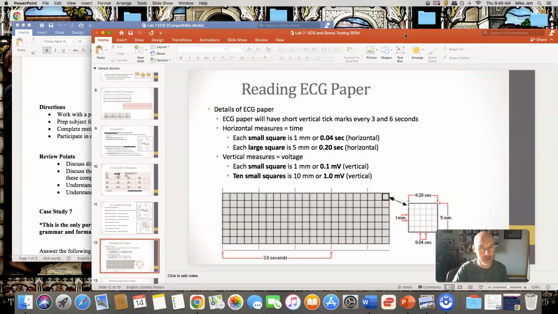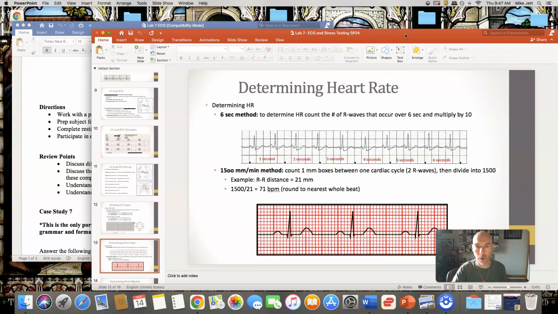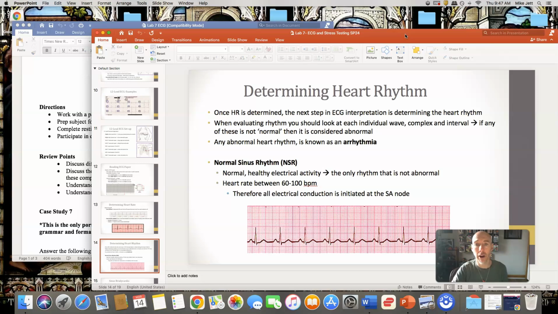I'm not going to ask you about the calculation of heart rate on the lab, but we did review this, and as part of the lab assignment, you did have to determine heart rate using both methods. So if you have any questions about that, just ask me and I can explain it to you in person in class, okay?